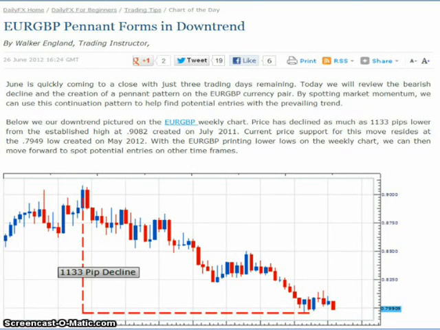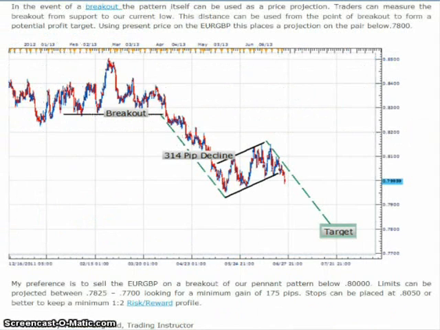Walker England is a trading instructor over at FXCM, and he wrote this article on June 26 called Euro-Pound Pennant Forms in Downtrend. He starts the article off just giving some background about where Euro-Pound has been and a little insight as to what the pair is up to. But what really struck me the most was later on in the article where he posted this chart. And this chart spoke volumes to me.